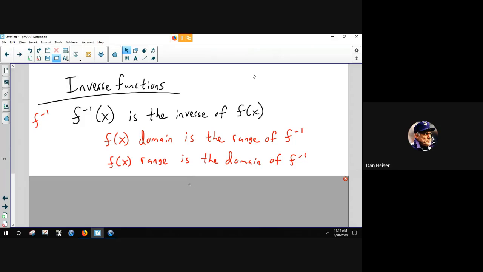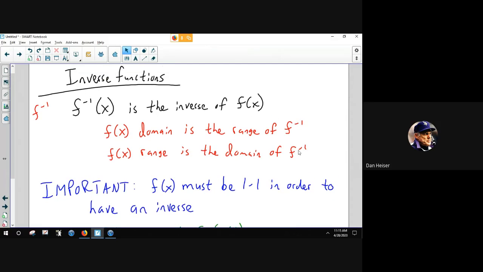What it means for a function to have an inverse means we reverse the process. We switch x and y. The domain of our function becomes the range of the inverse, and the range of our function becomes the domain of our inverse. In other words, they flip-flop x and y values. The original function's x's become the inverse's y's, and the original function's y's become the inverse's x's.